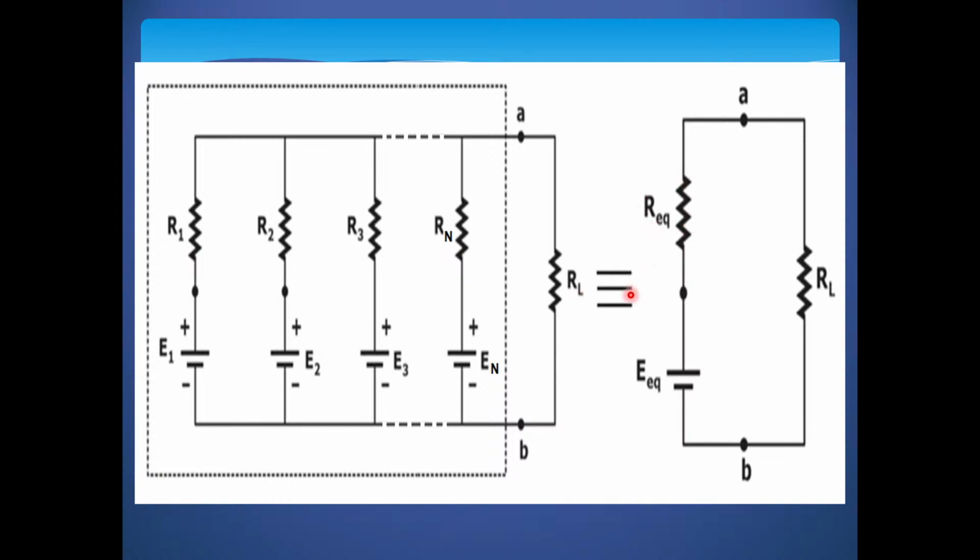After replacing all these voltage sources with an equivalent voltage and the resistances with their equivalent resistance, you can connect that equivalent resistance and equivalent voltage across the load. You see, across the AB terminals, the load RL is connected. See, this is our equivalent circuit.